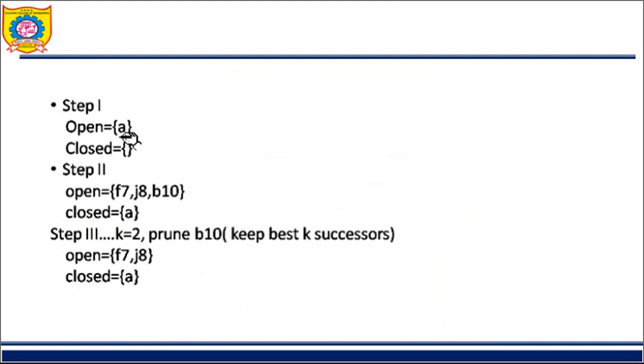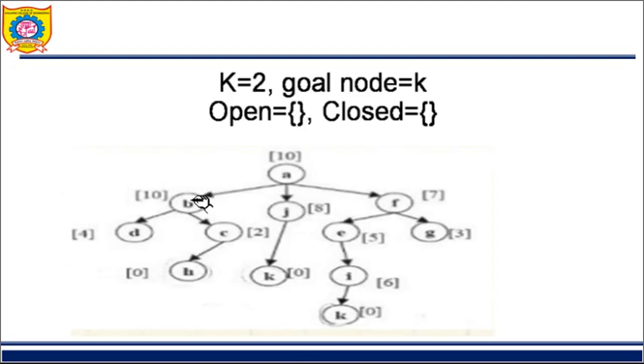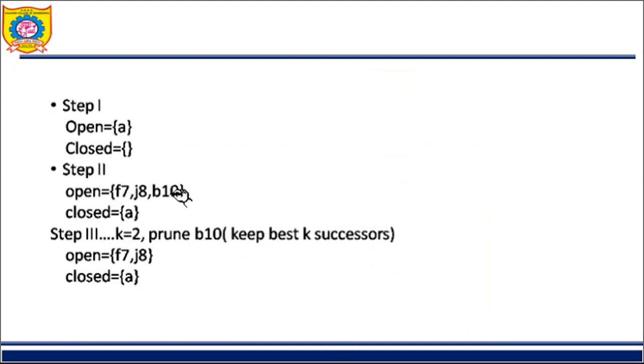Initially, I'll put my starting node in the open list. My closed list is going to be empty. Further, we have to do best first search only. So what are the children of A? It is B, J and F7. Sort them according to their heuristics. It will be F, J and B. Put them in the open list. So F, J and B are there in the open list. Put A in the closed list, because A is explored.